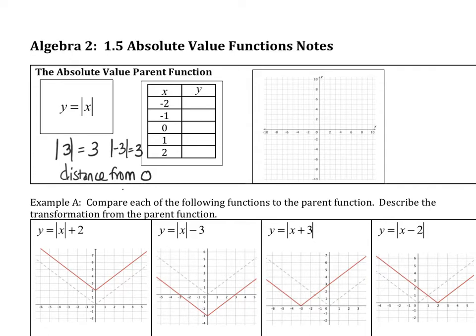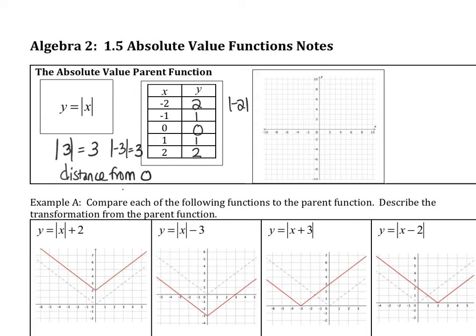Okay, so let's try plugging in these numbers and get an answer. In this first one, we've got -2. So the absolute value of -2 is 2. Absolute value of -1 is 1. Absolute value of 0 is 0. 1 is 1, and 2 is 2.